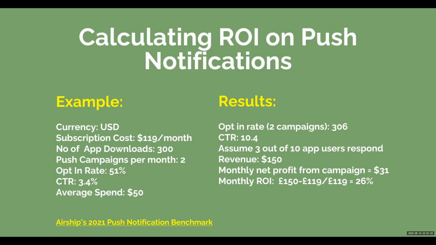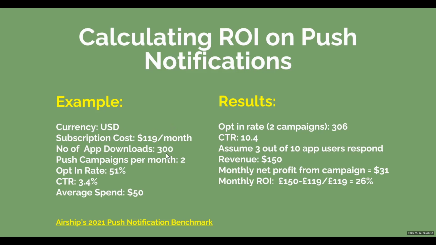I'm going to show you how you can conservatively generate an ROI through consistent app marketing. And since push notifications is one of the key drivers which determines the success of your app marketing, we'll look at push notification metrics here. In this case, in the restaurant example, we're going to use the US dollars as currency here. The subscription cost of $119 per month is the cost that we will charge to the business should the business decide to work with us in developing an app for the restaurant.